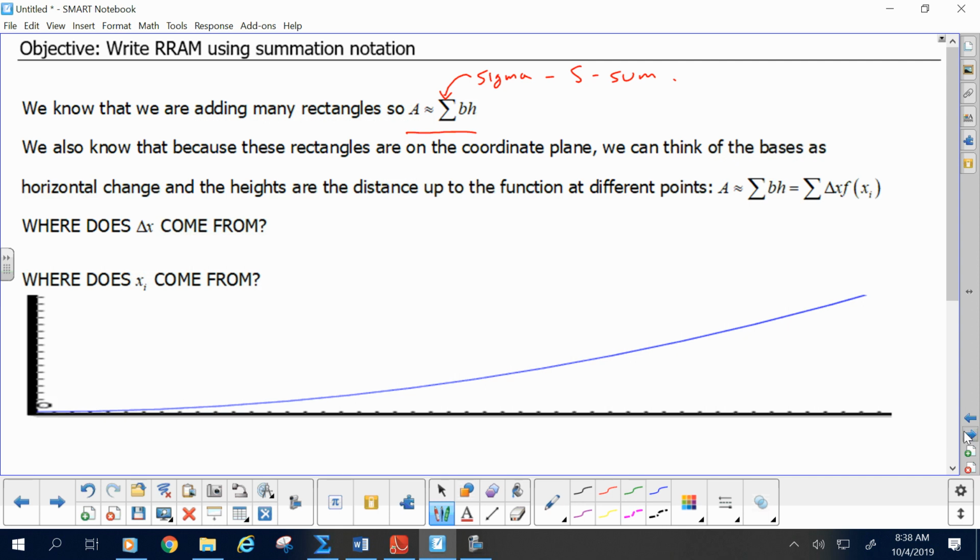All right, so the idea then is we're going to take that normal geometry idea and put it on the coordinate plane. So we're talking x's and y's then. The bases of those rectangles are horizontal changes in x.